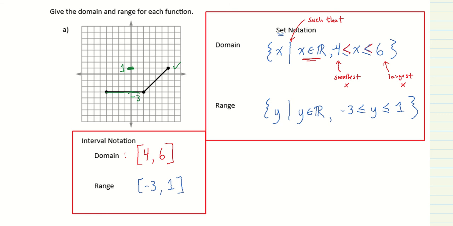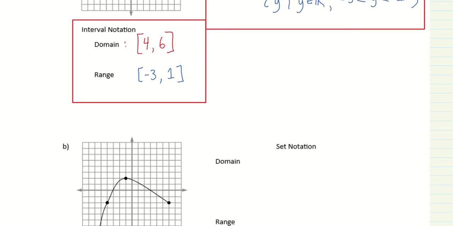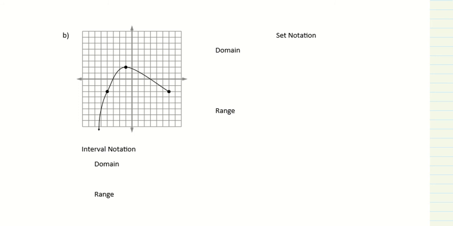All right, in the second example, we're going to look at what happens when the graph keeps going. So here, there's a little arrow on the graph to show that we keep going down and we keep going to the left. It looks like it's only going down, but it's also going to the left.